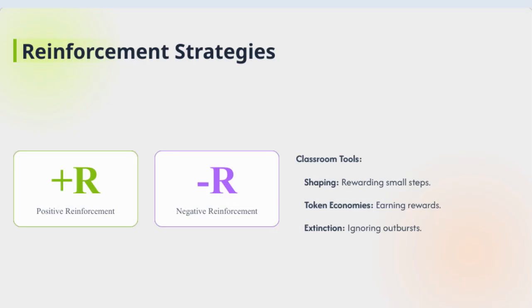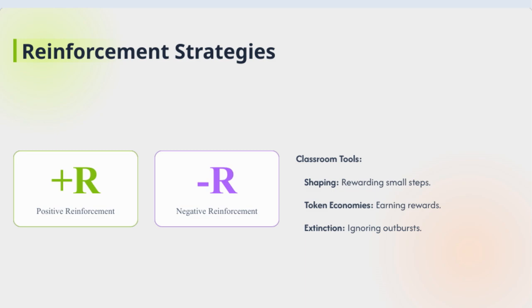Let's start by talking about extinction. This is a strategy where we simply ignore outbursts or challenging behaviors. The idea is that if the behavior isn't reinforced or rewarded over time, it tends to decrease or stop altogether.